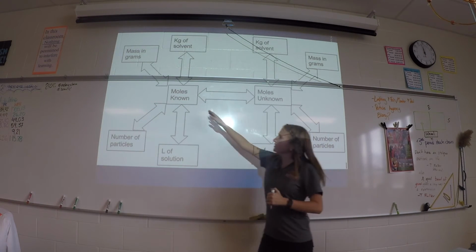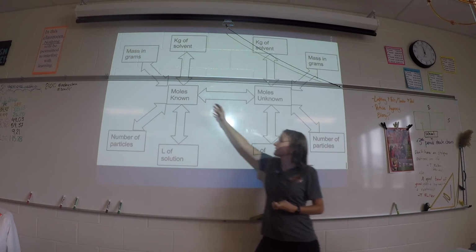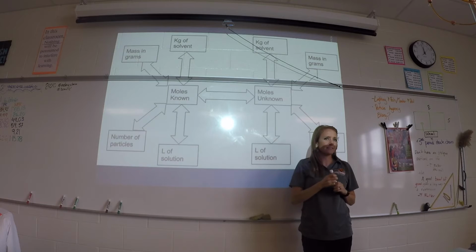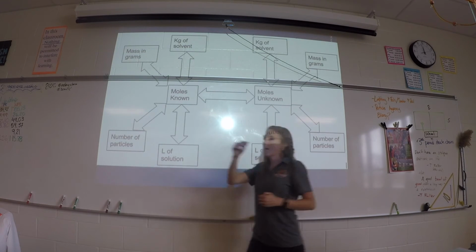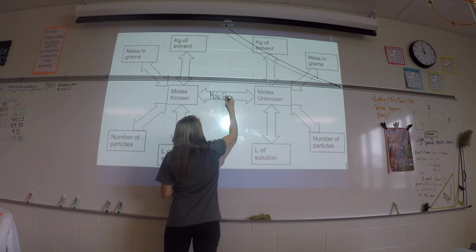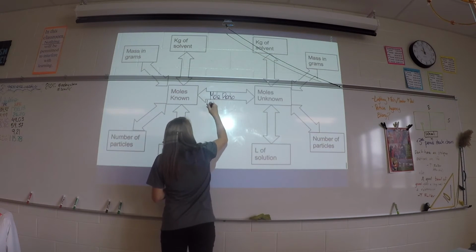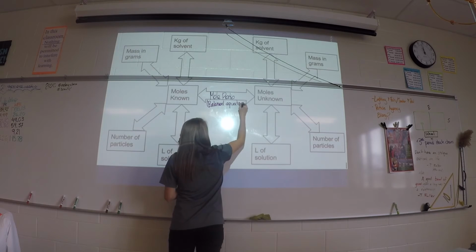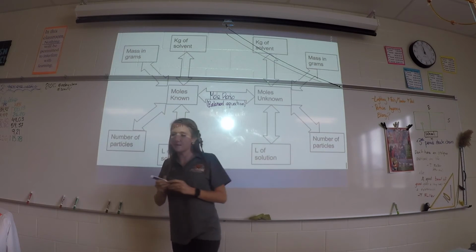If I have moles of something and I want moles of something else, what do I have to use there? How do I get there? The mole ratio, which comes from that balanced equation. So fill this in on your roadmap with me here.